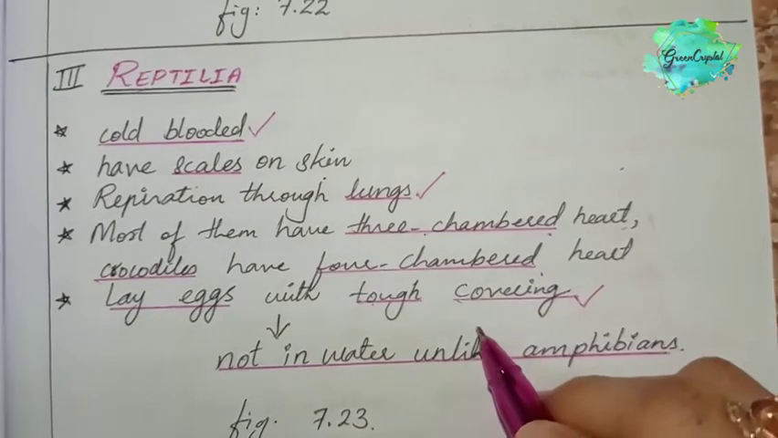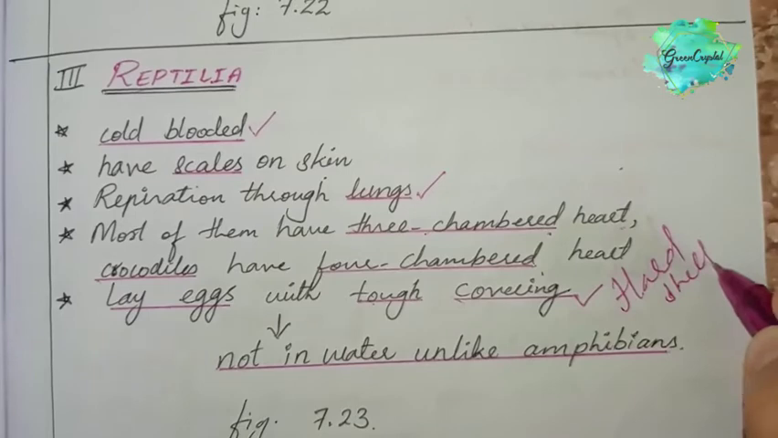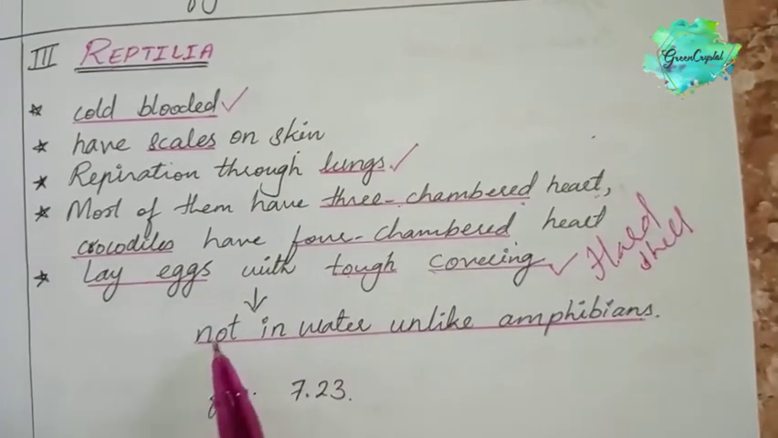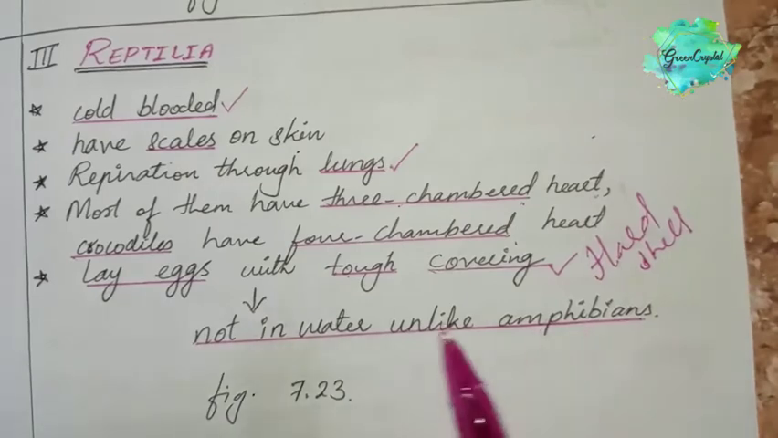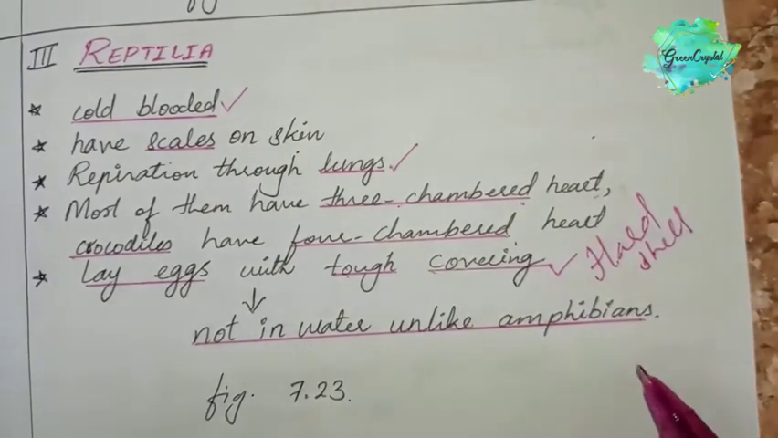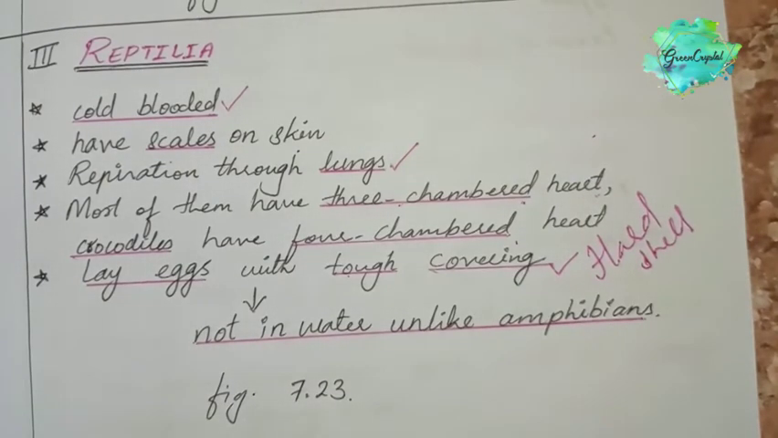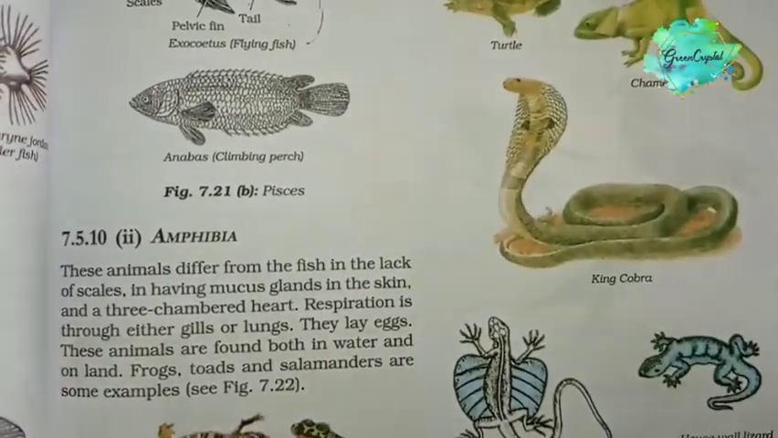A hard shell will be there. They lay hard shelled eggs, but they are not laying the eggs in the water, unlike amphibians. They lay the eggs in the mud near the bank of the river, like that. So let's move on to the examples. Figure 7.23.